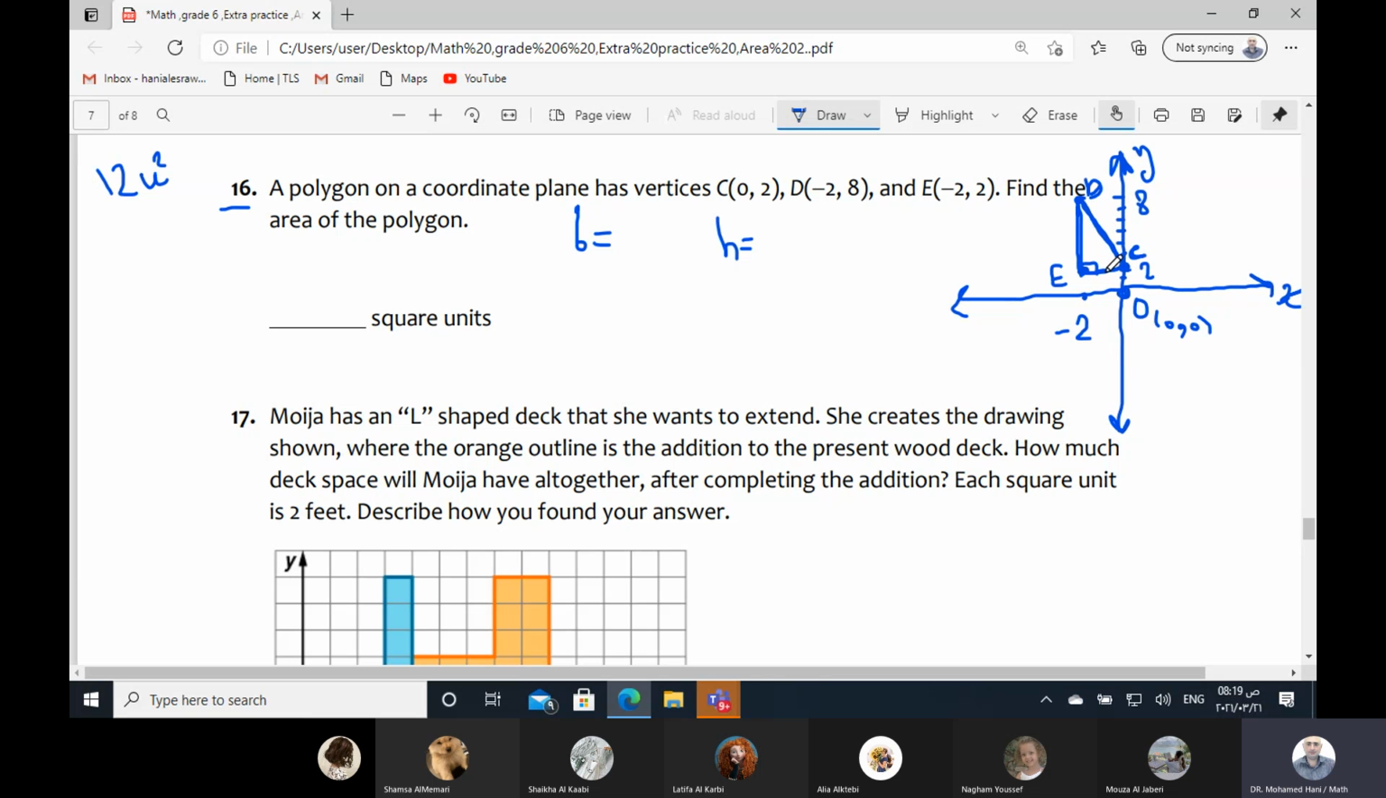The base here, as you see, we have 2. And this is the height, from 2 to 8. 8 minus 2 will be what? Will be 6.